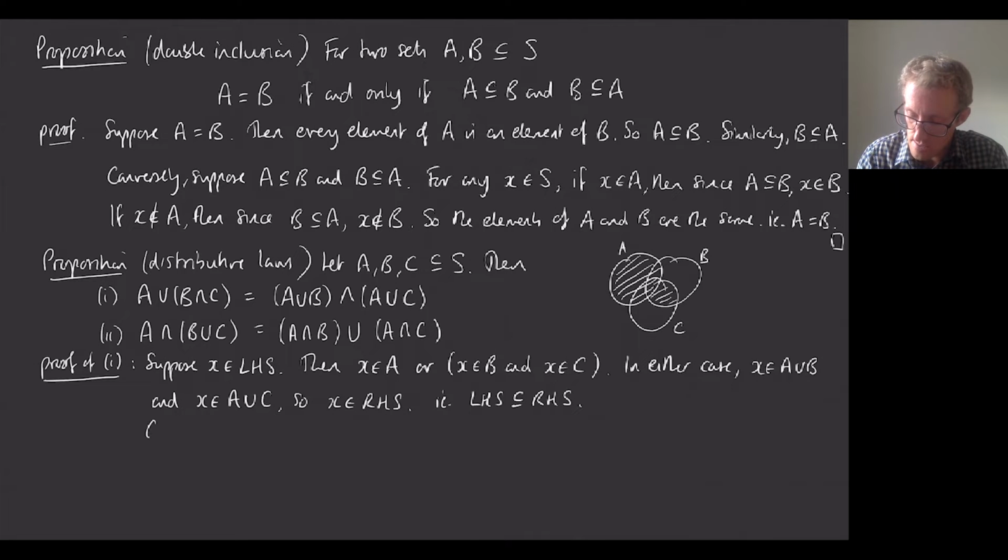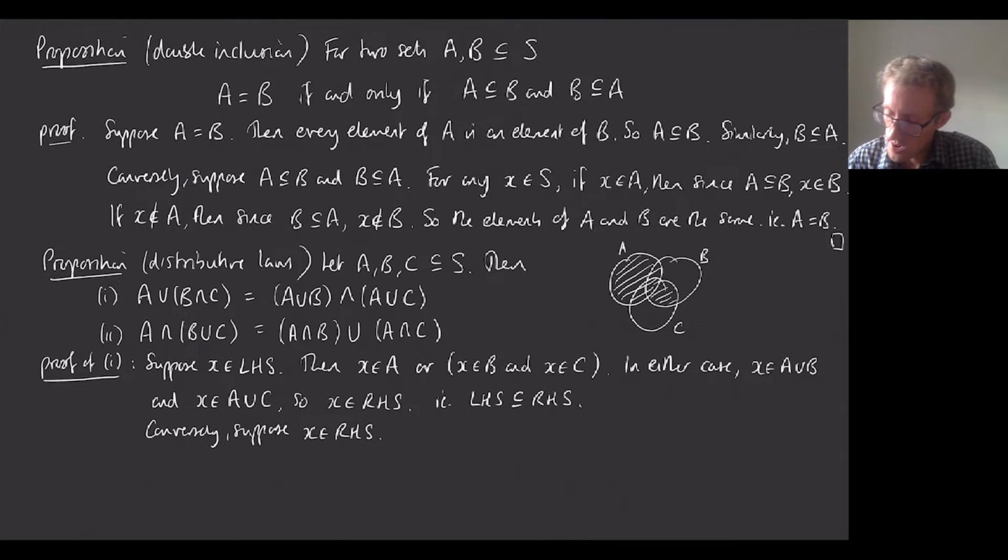Okay, now we're going to go the other way around. So we're going to say conversely, suppose x is in the right hand side. So x is in this set here. So then I'll write then x is in A union B and x is in A union C.